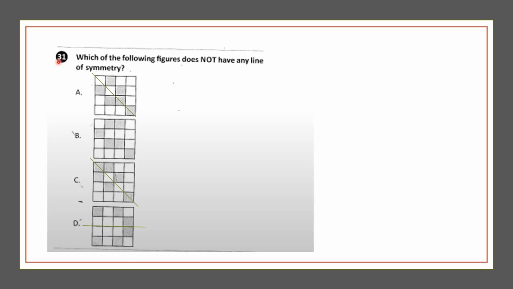Question number 31. Which of the following figure does not have any line of symmetry? So I have drawn the line of symmetry in the figure, but this figure is not having any line of symmetry. So our answer is option B.